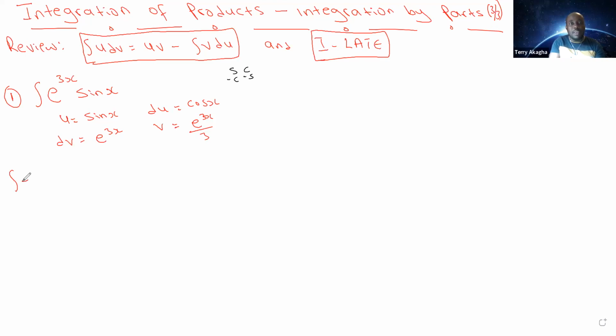So when you integrate e^(3x) sin x, it's going to give you uv, which is sin x times v, e^(3x) divided by 3, minus the integral of v, what is the v? Our v is e^(3x) divided by 3, and our du is what? Cos x. Okay?